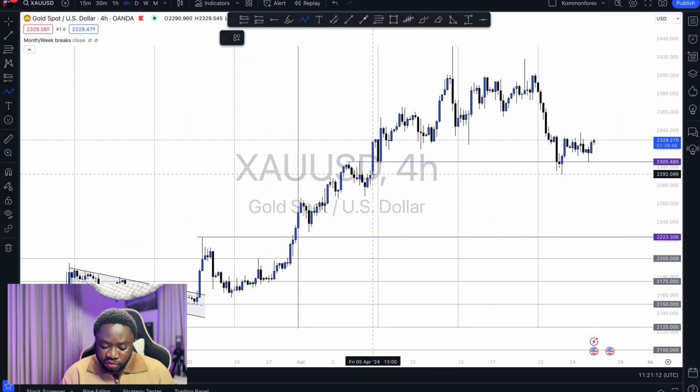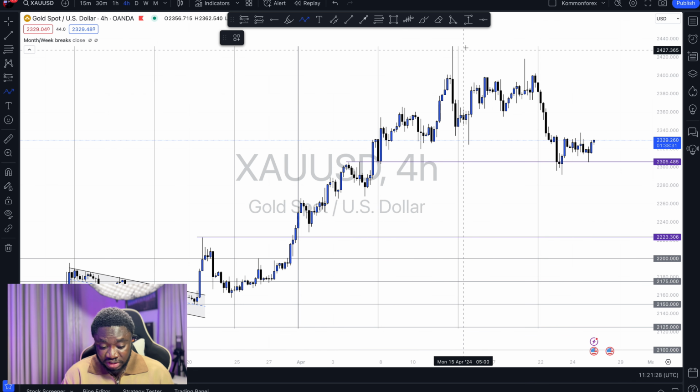So if you watch any of my breakout videos, my main criteria for a breakout is when I see a strong momentum candle closing beyond my key level. The key level here was this particular resistance. So once I had this strong momentum candle closing beyond this key level, I basically expected a breakout.